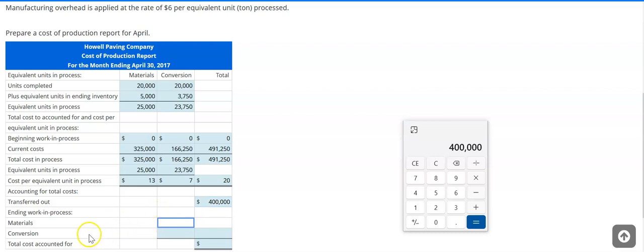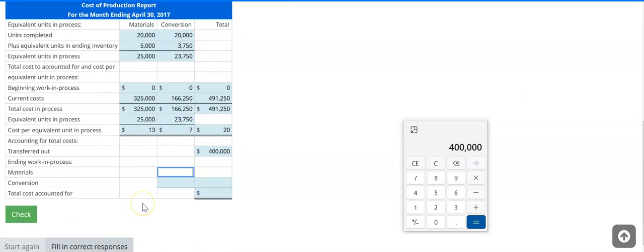And then for our conversion cost, let's see here. We've got the same, we're just dropping these numbers down, but we have to say, okay, how many do we have? So let's see here now. We had 5,000 units in ending work in process inventory at $13. So let's see here. This is for materials. 5,000 times 13. Okay, that gives us $65,000.